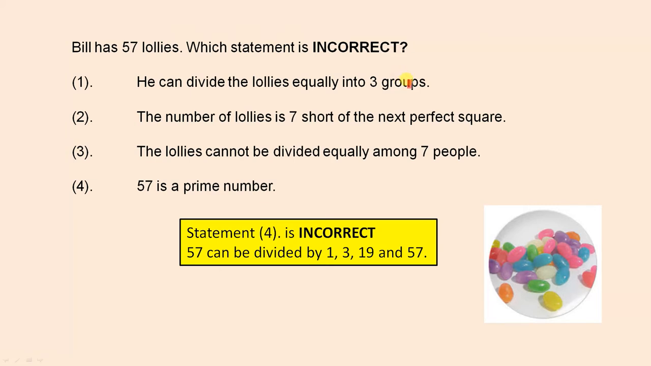So for the first one, you have 3 groups of 19. The number is 7 short of the next perfect square, and that's correct because the next perfect square is 64. Of course, 8 squared is 64, so that statement's correct. The lollies cannot be divided equally among 7 people. That statement is correct because 7 does not divide into 57 equally.